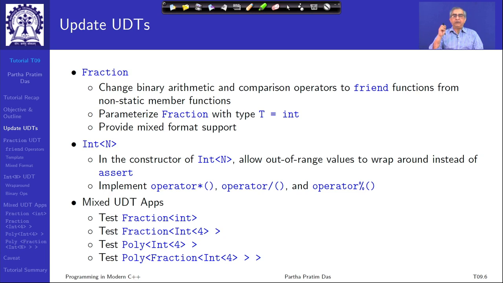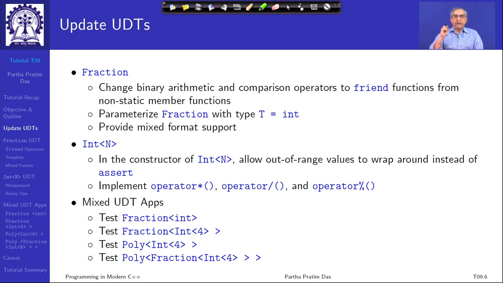And the third is we intend to provide mixed format support. As we have discussed, particularly if fractions are greater than 1 in their absolute value, then we have an alternate way of writing the fraction, where we put the maximum integer as a whole number and then the fractional part. This is called the mixed format. That support is not present in that class, so we will try to provide it.